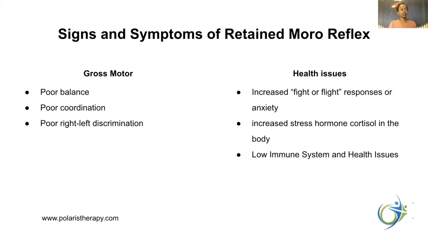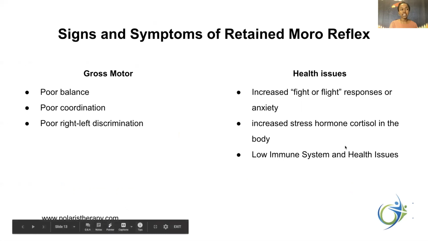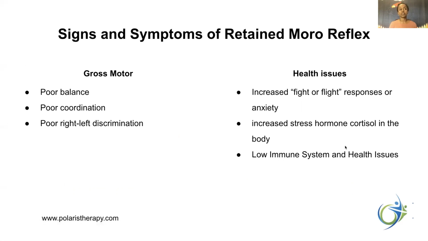So another thing you'll see is poor balance. Again, we talked about gravitational insecurity. So you'll see poor balance, poor coordination, poor right and left discrimination. You have increased fight or flight responses or anxiety, like I said. And then if you have an increased fight or flight response, you have an increased amount of the stress hormone cortisol in the body, which affects their immune system.